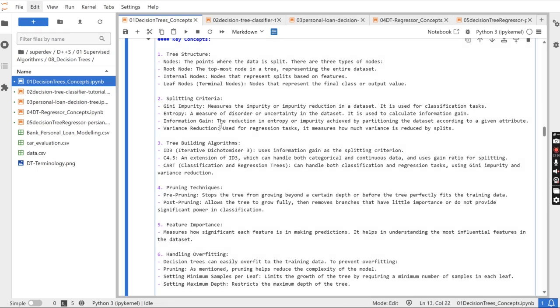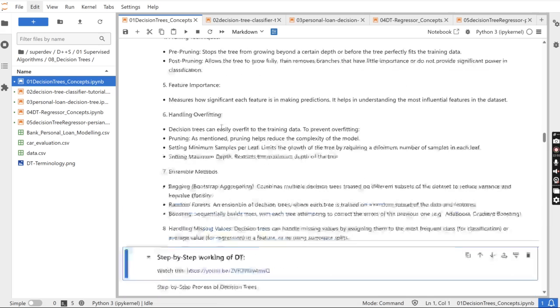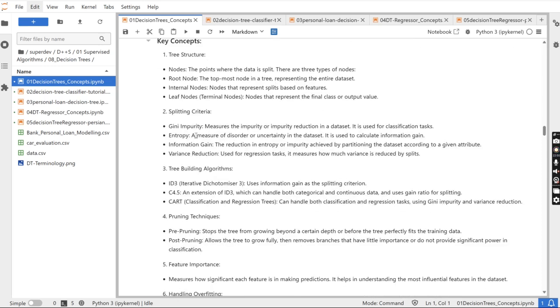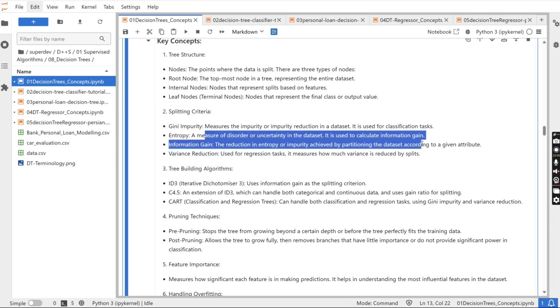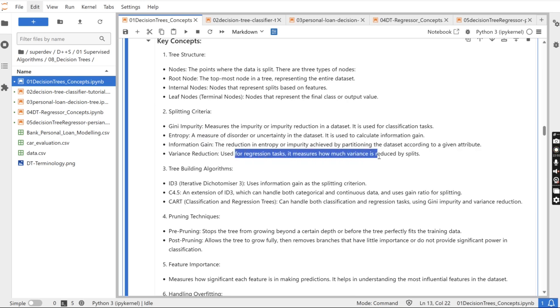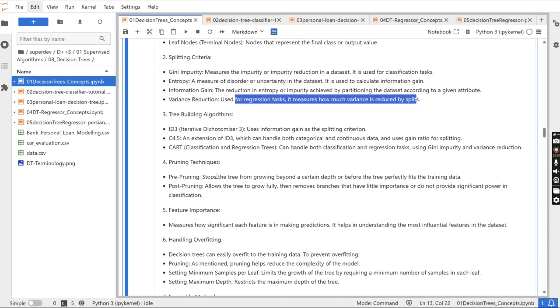Another criteria is Gini entropy. Gini or Gini entropy, you are free to pronounce however you like. In Gini entropy, what you do is you try to measure the impurity and reduce it. It is mainly used for classification tasks. Entropy and information gain are used for classification tasks, and variance reduction is used for regression tasks. Okay, so these are the things.